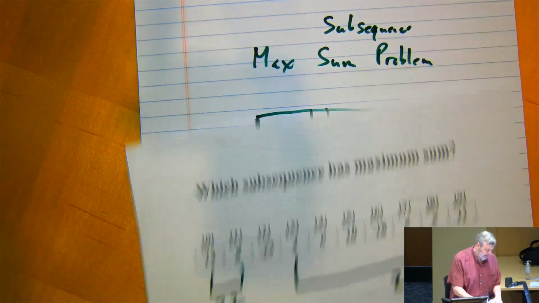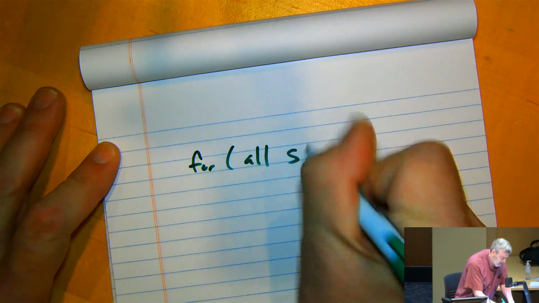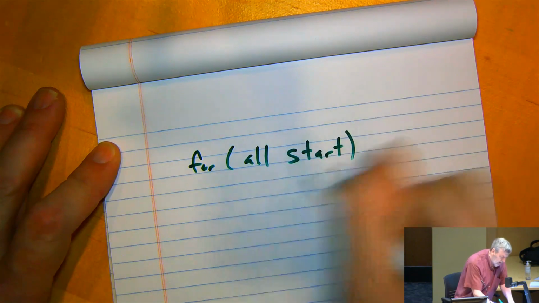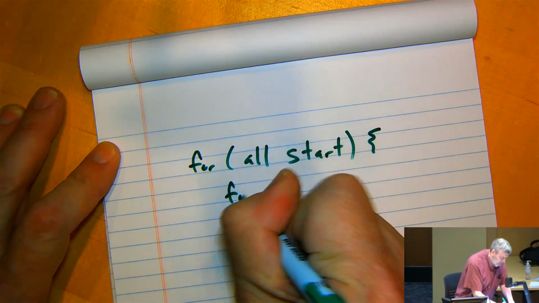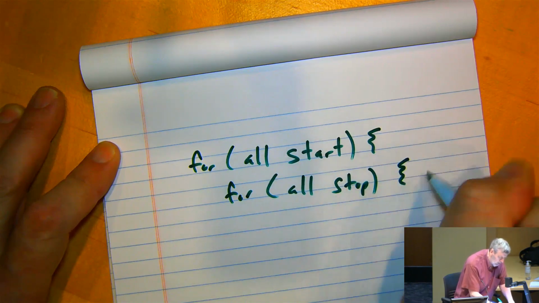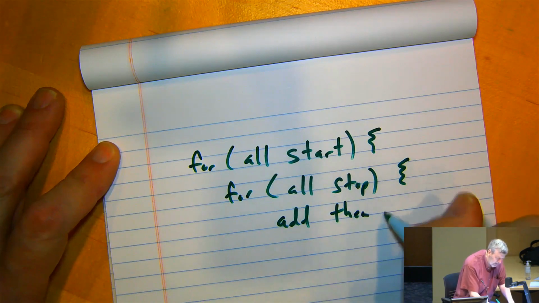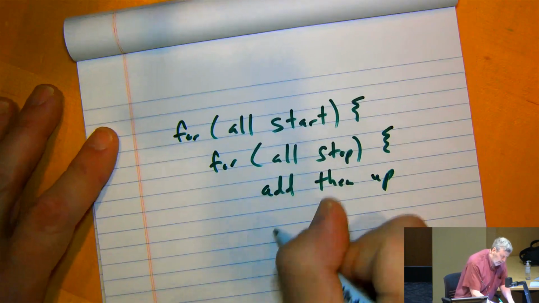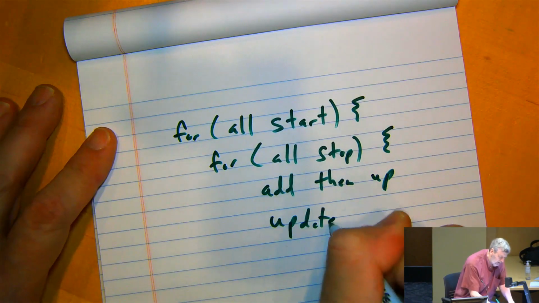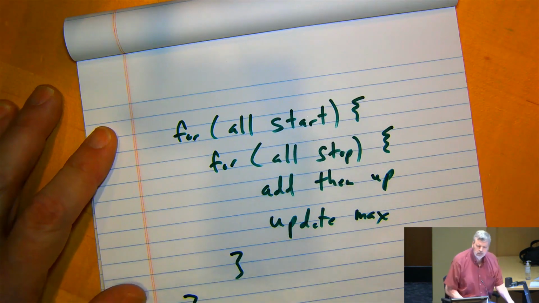So how do we figure this out? Well, let's think about a brute force way of doing it. You could basically say, for all possible values of start, for all possible values of stop, add them up, with some kind of loop that would add them up, and update max. That's our pseudocode description of our general approach: we're going to do it in a brute force way.